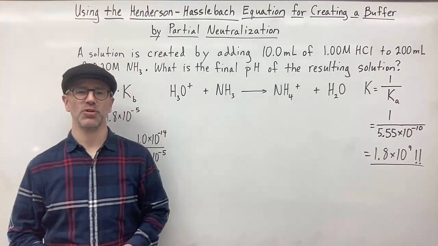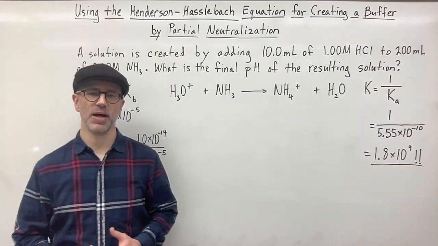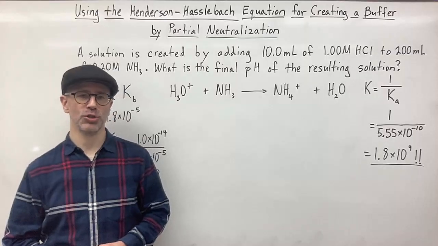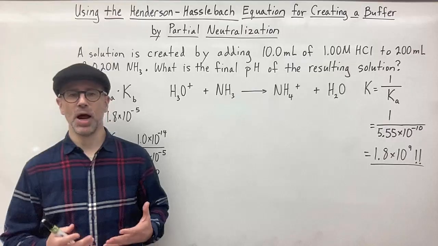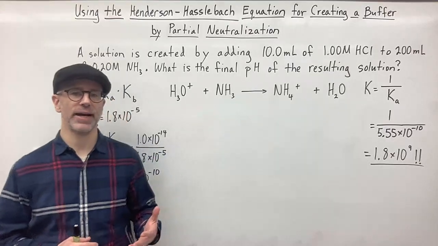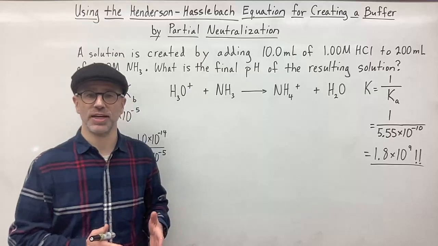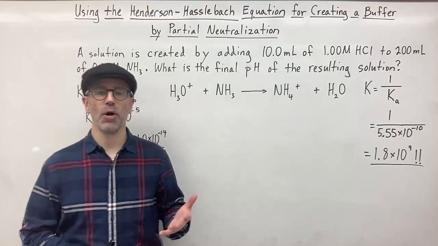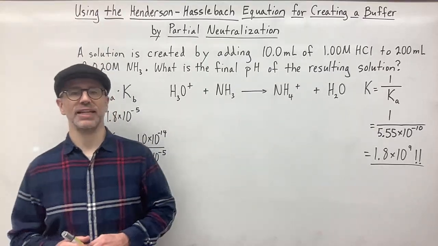My name is Mr. Kowalt, and in this video we're going to go over using the Henderson-Hasselbalch equation for creating a buffer by partial neutralization. So let's get into this. In this problem we're going to create a buffer by partial neutralization, and then we'll see if we can use the Henderson-Hasselbalch equation. And then I'm going to go over 4 methods that you can use to solve this problem. So let's get into this.